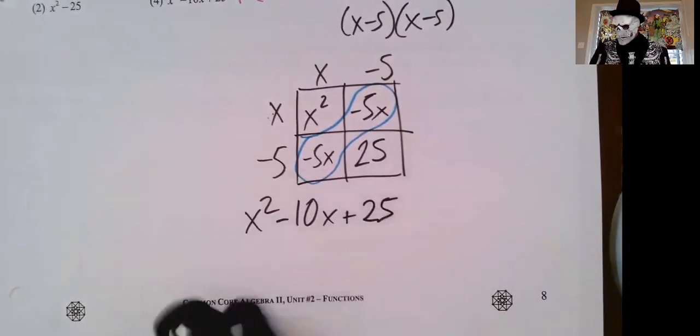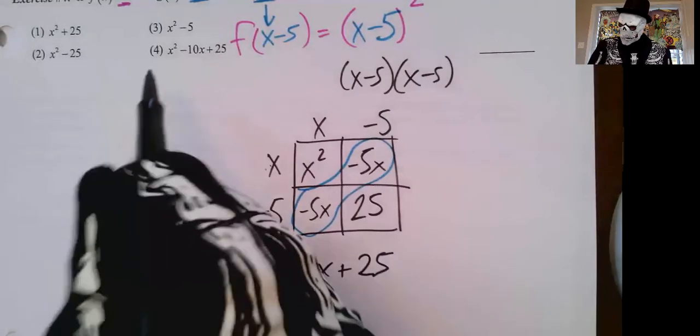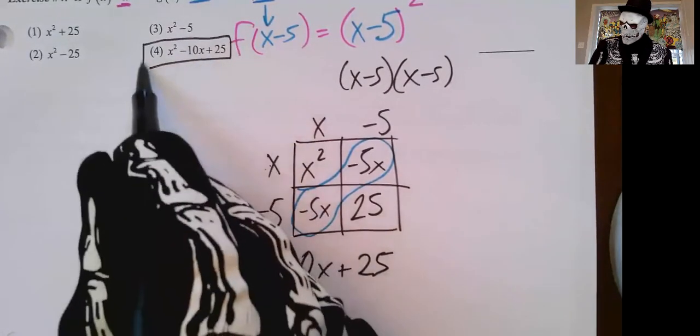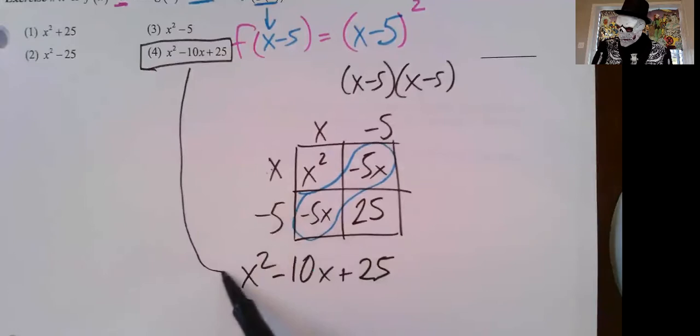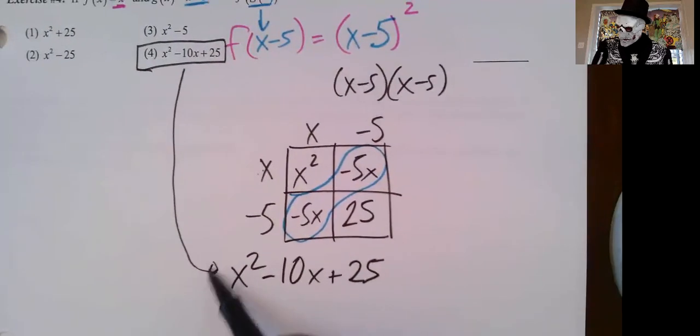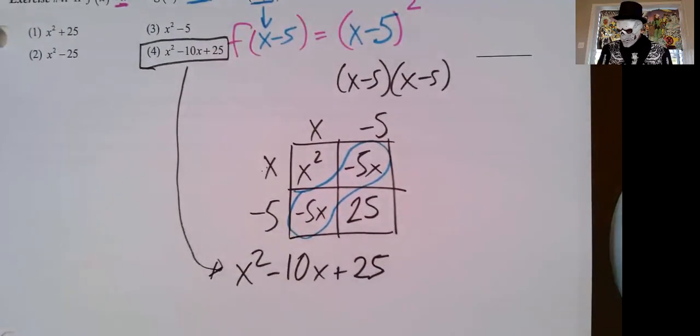And what you'll notice is that that is the same as this result we have here for problem number 4. So f of g of x is going to be x squared minus 10x plus 25. And that gives us our final result for what we're going to be having here. That's all you're going to be needing for this.